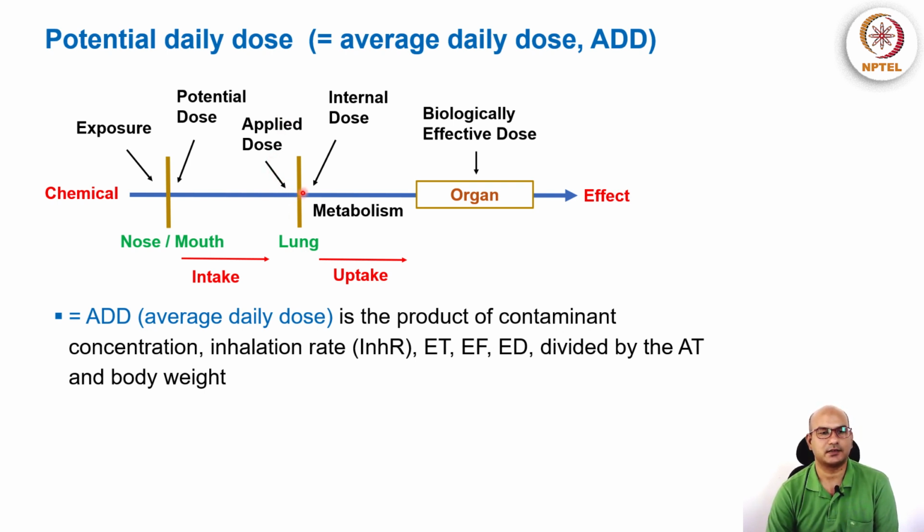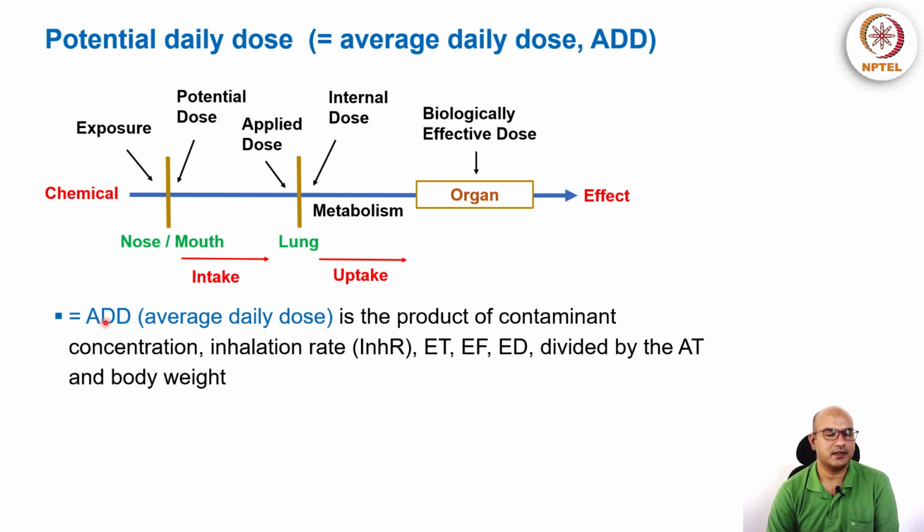Then there is some absorption. Not everything of the potential dose is absorbed, and whatever percent is absorbed is our applied dose. When it is uptaken and reaches the bloodstream, that is our internal dose. Then through uptake and metabolism it reaches the organs, and we have the biologically effective dose, which then causes the effect. So we can estimate the potential daily dose or average daily dose, this part, if we know the concentration of the chemical in the air.